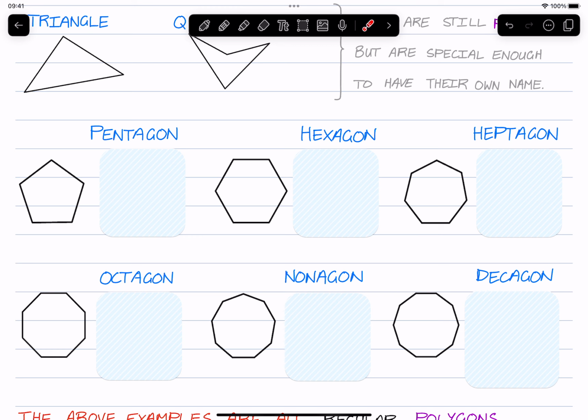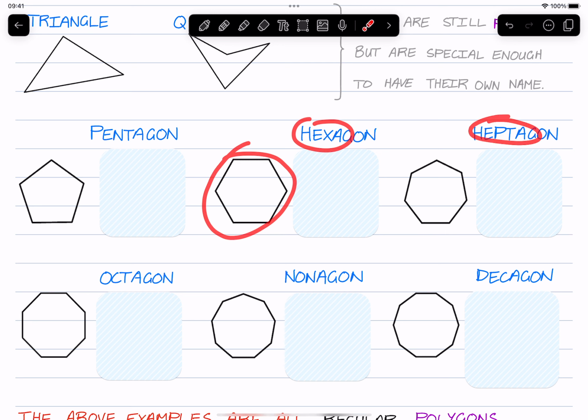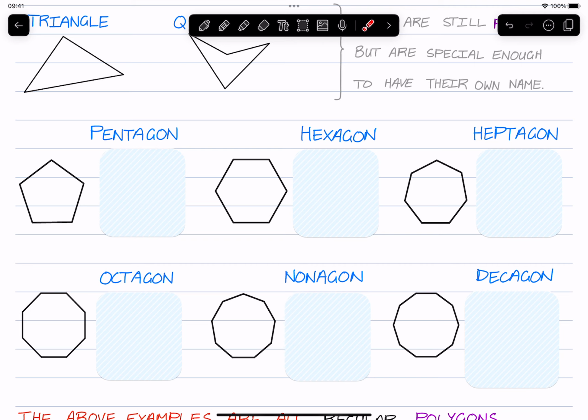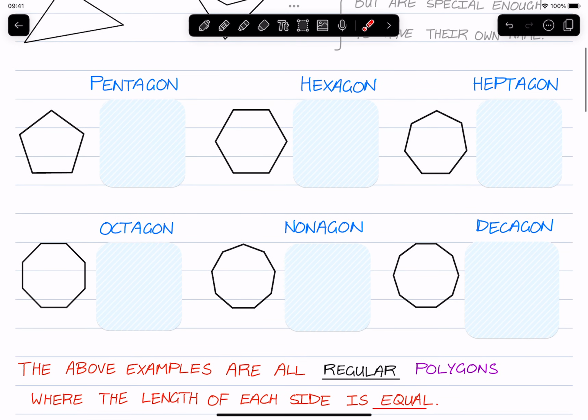So these first 6 that you see, pentagon, hexagon, heptagon, octagon, nonagon, and decagon, if you pause and count the sides, this will have 5, penta, this will have 6, hexa, heptagon has 7, you can probably see the pattern forming here. But these are examples of regular polygons where the length of each side is equal.